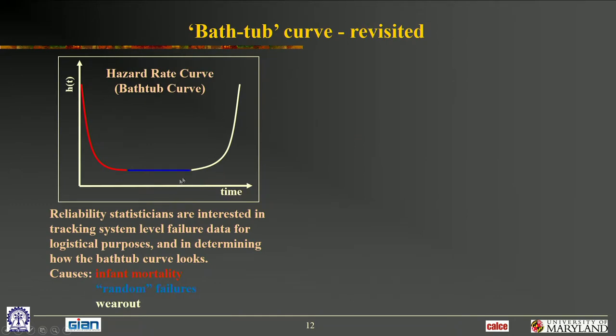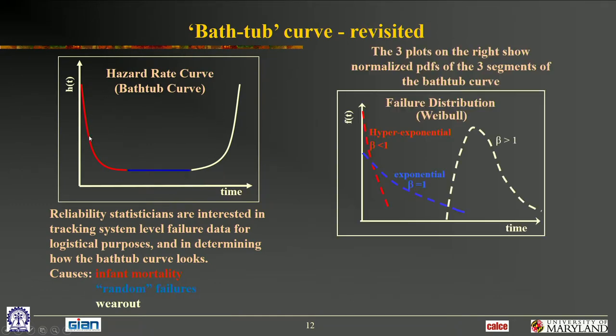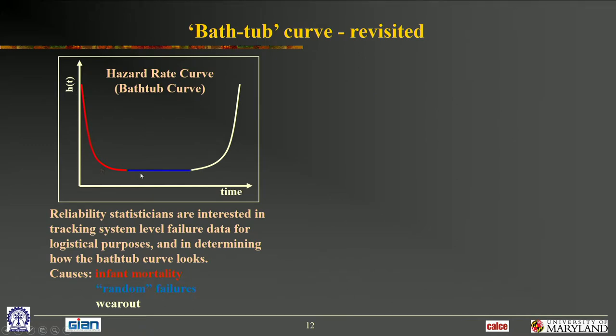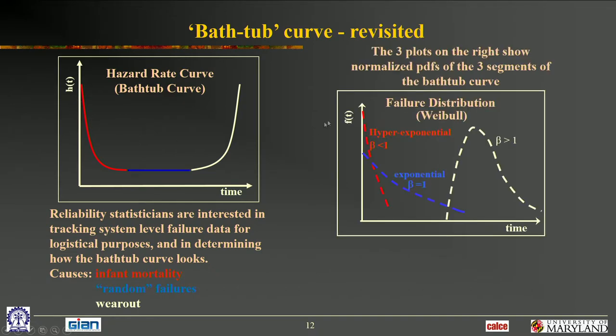So now let's go back and relook at the bathtub curve. I already mentioned that this is beta less than one, this is beta equal to one, this is beta greater than one. If I replot, instead of the hazard rates, the probability density function, the PDF, that's usually written as f of t as opposed to hazard rate h of t, then you can see it looks like a hyper-exponential, an exponential, and then a beta greater than one wear out, okay? So those are the three sections of the bathtub curve just replotted as a PDF. Why did I do that? That'll be evident in the next slide, okay?